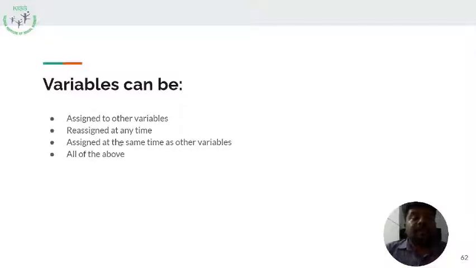Okay. Next one. So variables can be assigned to other variables, reassigned at any time, assigned at the same time as other variables, or all of the above. What is true for variables? Are all of the statements correct, or any one of these? What is your suggestion?